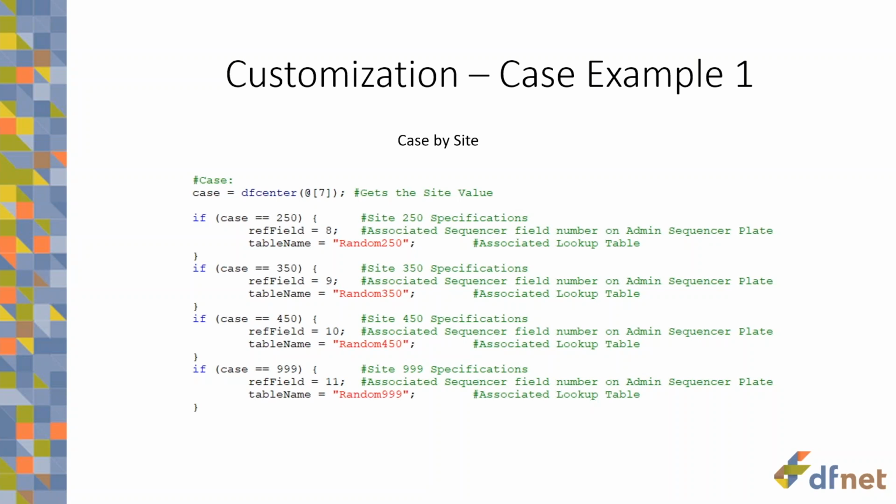And then in the next entry here, if case equals 350, reference field 9. So I don't want to be referencing the exact same sequence tracker. I want to make sure that I have multiple sequence fields inside of my admin sequencer that is tracking how many people have been randomized in each case.